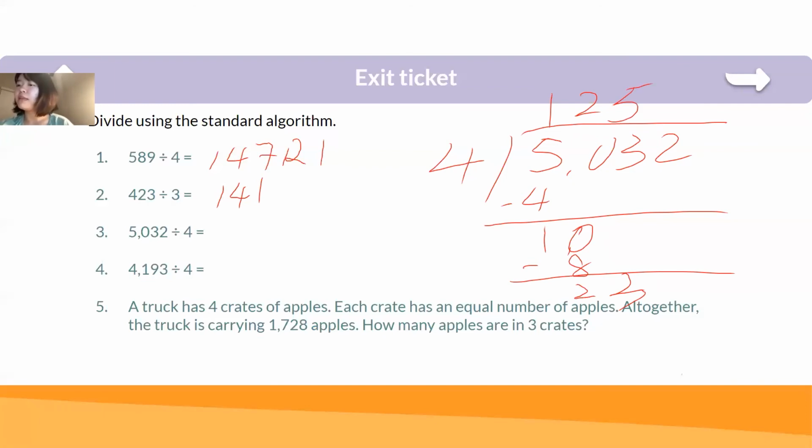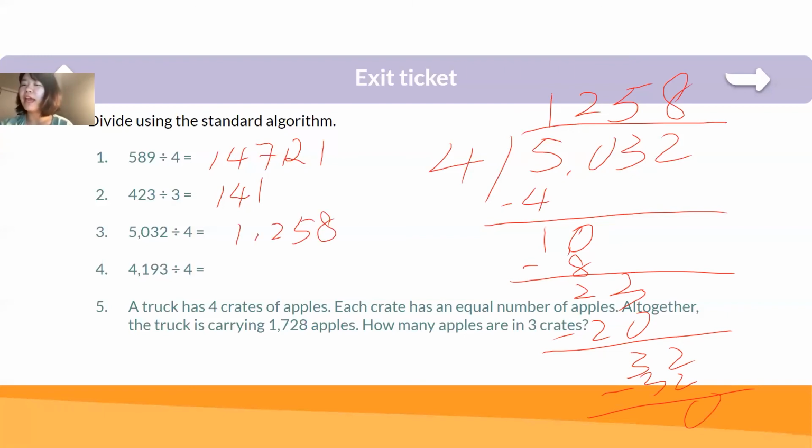4 times 5 is 20. 23 minus 20, and 3 is still less than 4. Yeah, we're doing correct. And 3 tens move to the ones place, that gives us 32. Oops, 32. And we can do 8. 4 times 8 is 32, and we have no remainders. So our answer is 1,258.